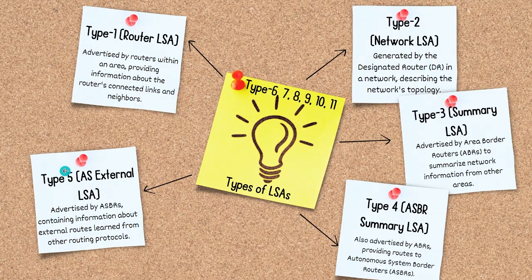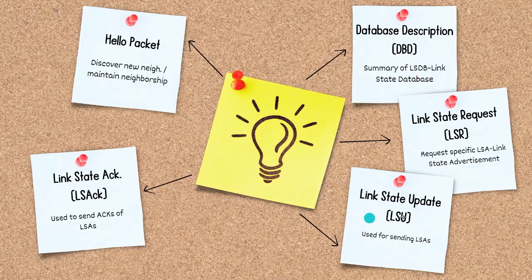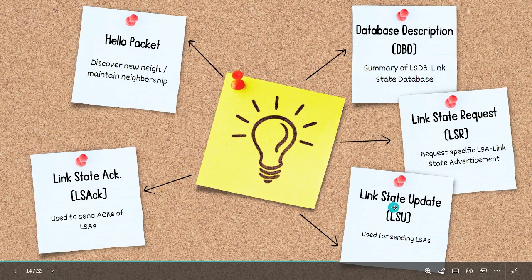Then we have something called type 5 LSAs, which are also referred to as external LSAs, which are advertised by ASBRs, and they contain information about external routes learned from other routing protocols. So let's say I have two routing protocols running in my device, let's say RIP and OSPF. The routes learned via RIP are advertised through type 5 LSA. So these are the subtypes of LSAs, and all these types of LSAs are included inside link state updates.